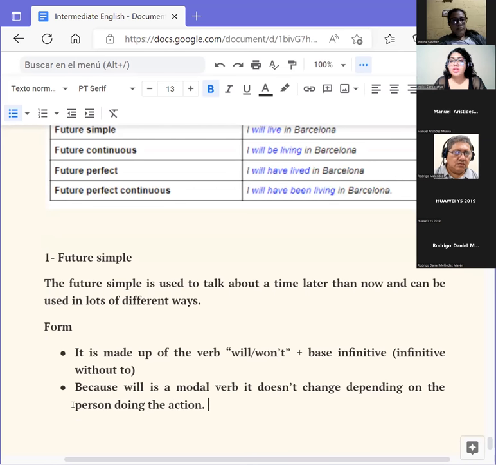So, in this case, we are not going to apply the rules for the third person, because modal verbs are not like the other verbs in which we need to change the form depending on the person that is doing the action. It is not necessary, and it's the same for all the pronouns. So we are not going to change anything of the modal verb. We can use constructions, and we have the example. And we have will, and with the construction, we have I'll.